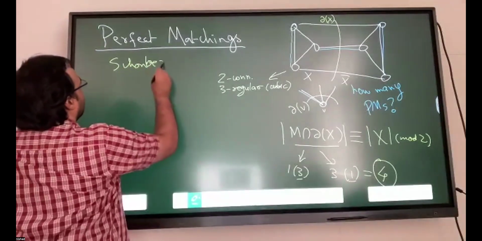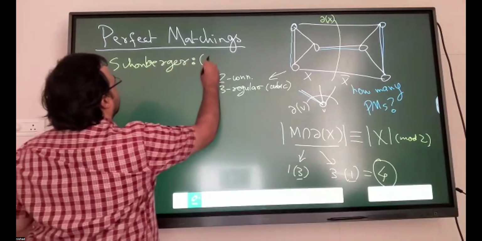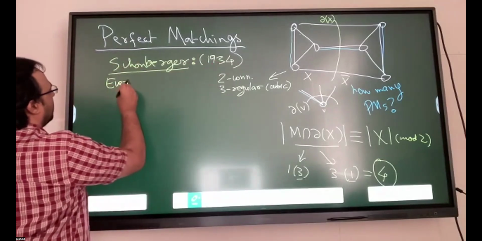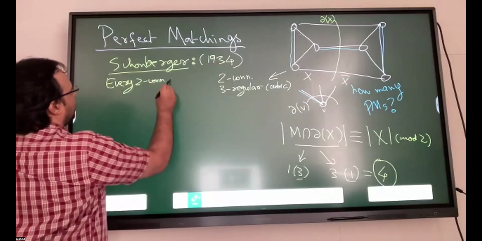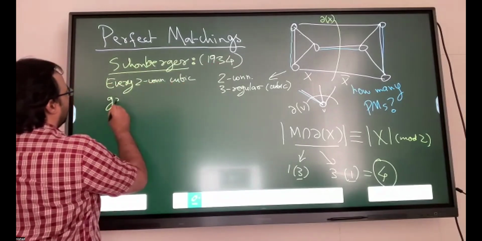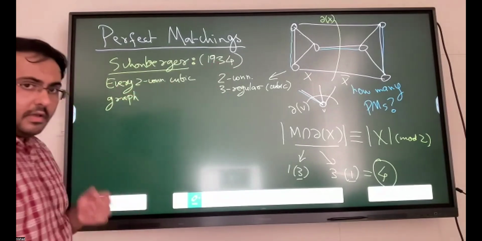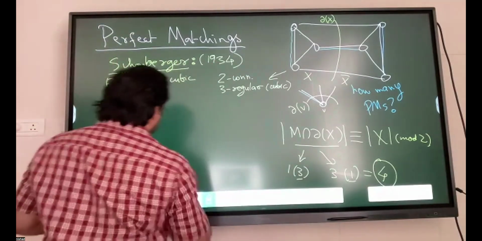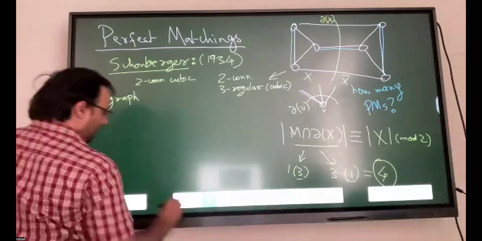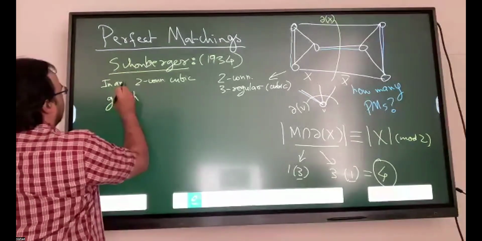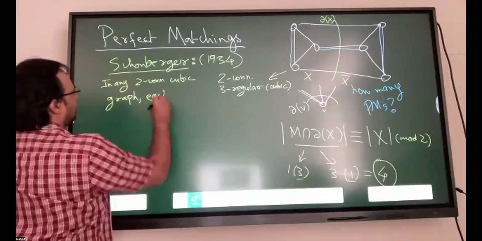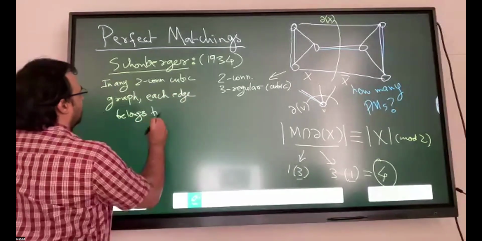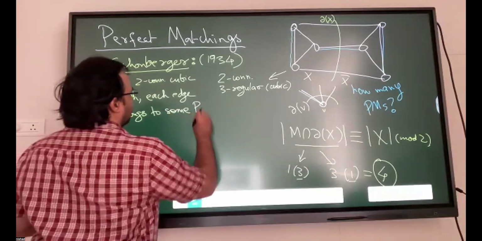Schoenberger in 1934 proved that every 2-connected cubic graph has the property that each edge belongs to some perfect matching. Let me just write it like this. In any 2-connected cubic graph, each edge belongs to some perfect matching.